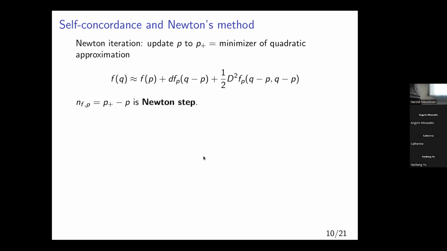So when you have self-concordance, you can do something with it. I told you that you can analyze Newton's method with it. So let's see how that works.